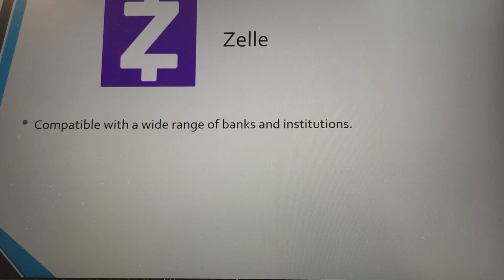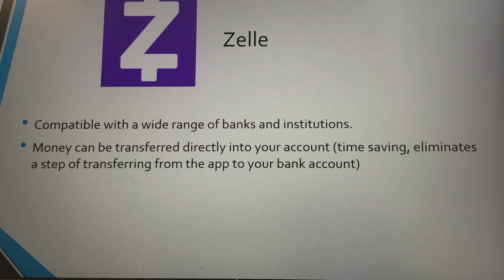Zelle's affiliated with a lot of banks and institutions. A lot of times the money can be transferred directly into your account. So if I receive a payment from somebody from Zelle, it goes right into like a Bank of America account or a Capital One account or something like that. It saves you time. It eliminates the step of transferring money from the app to your bank account. So that's a great feature for Zelle. You get your money more quickly because of that.